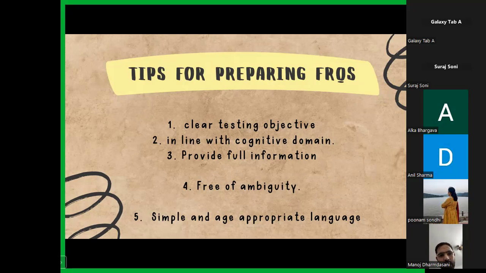As you have seen, the first thing is that there has to be one clear objective. The testing objective for the question is very, very clear. The testing objective is: what do you want to test when you give that question to the child? You want to test the concept. Let us say you want to test whether the child has understood the reasons behind the French Revolution. Or if we move to class 10, let us say you want to understand the factors which help in globalization, right? So your testing objective is factors which help in globalization.